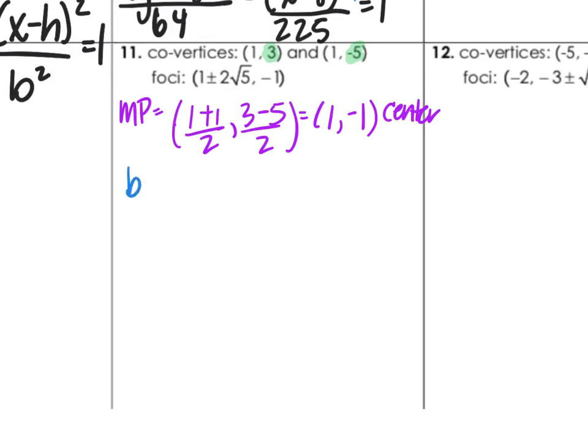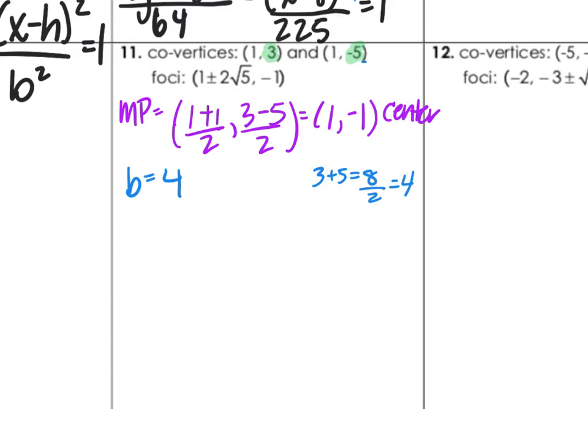So b here is going to be the difference between these two y's. 3 minus negative 5 is 8, over 2 is 4. So that's what b is. And if you want to check that for yourself, just go put these points into Desmos, and you can see that that's going to be the difference between those 2 points and your center.